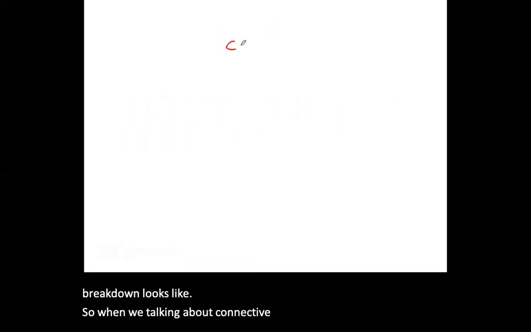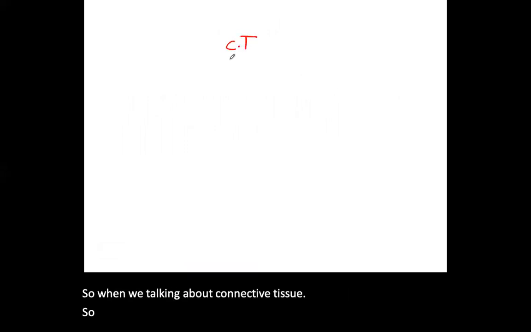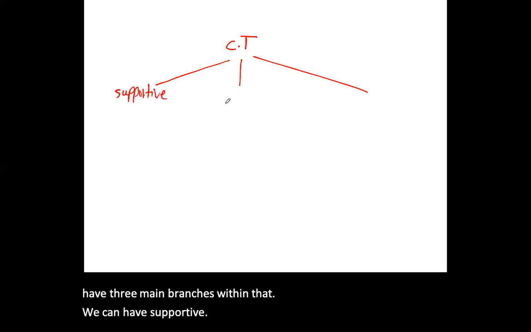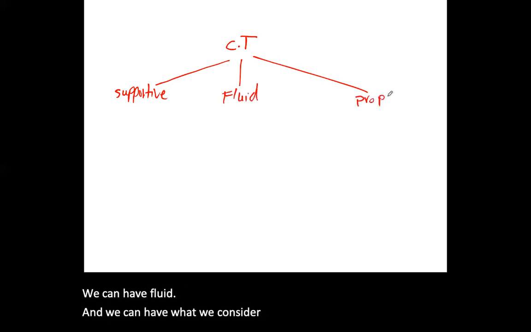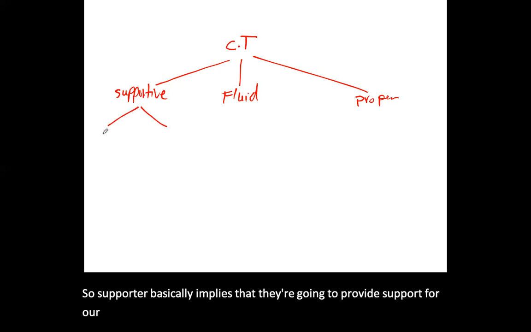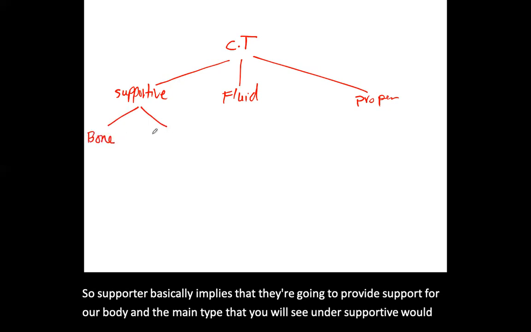So when we're talking about connective tissue, CT is going to be shorthand for connective tissue. We're going to have three main branches within that. We can have supportive, we can have fluid, and we can have what we consider to be proper. Supportive basically implies that they're going to provide support for our body. And the main types that you will see under supportive would be your bone and your cartilage.